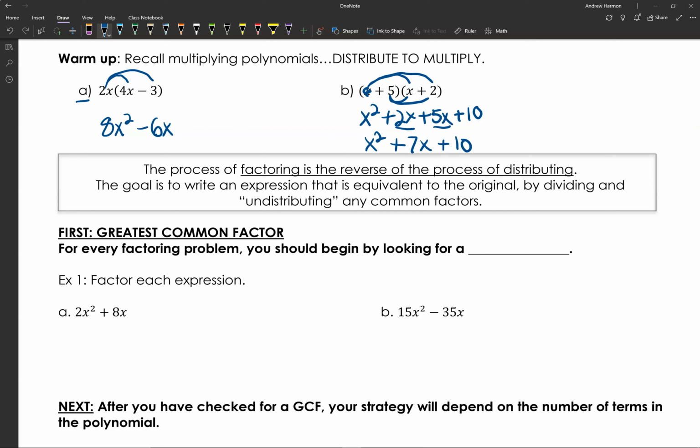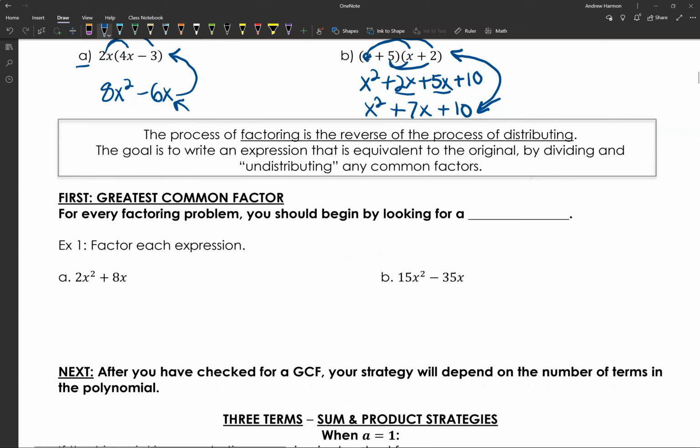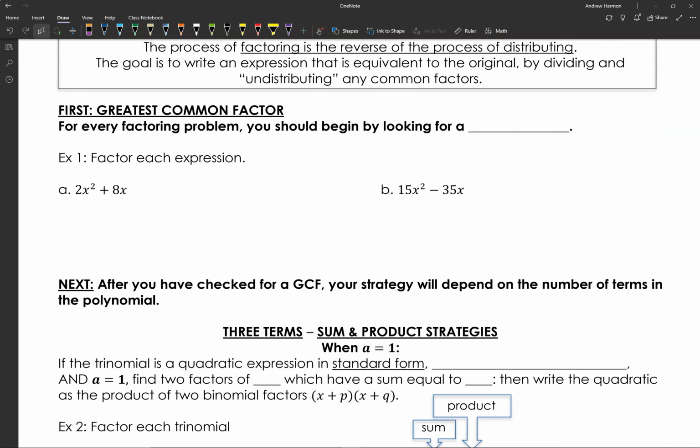Now what we're going to be looking at today is factoring, which is really just the reverse of this process of distributing, where we take something like this and go back to that, or we take something like this and go back to that. So the first thing we're going to look at is what we call the greatest common factor. For every factoring problem, you should begin by looking for a GCF, which is in fact that greatest common factor. So let's look at our first examples here, A and B.